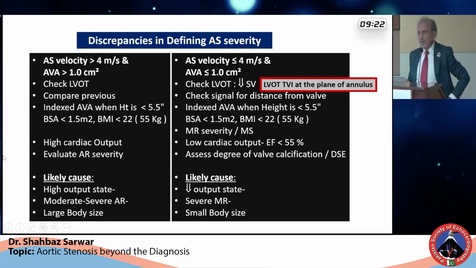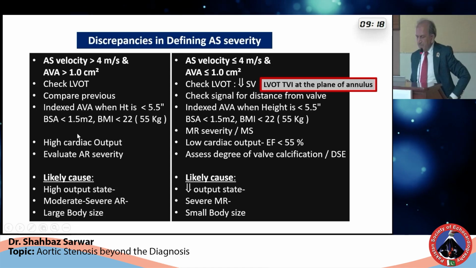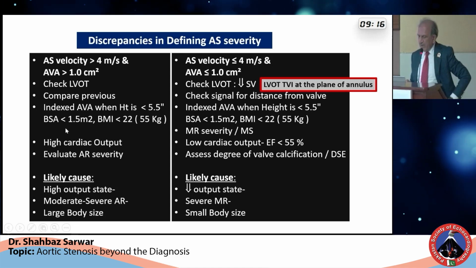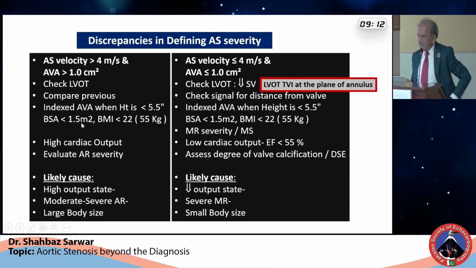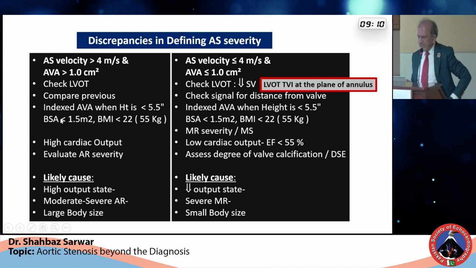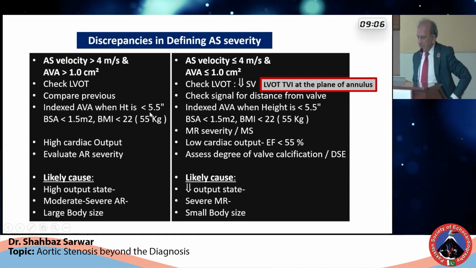The most important thing is, as in our part of the world, where the BSA is less than 1.5, especially in females, or in the Japanese population where the BSA is less. So here indexing the area is very, very important.